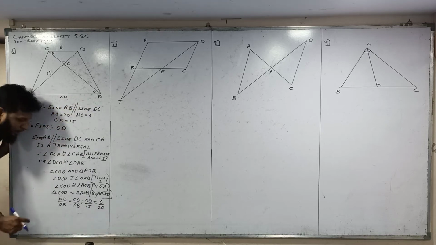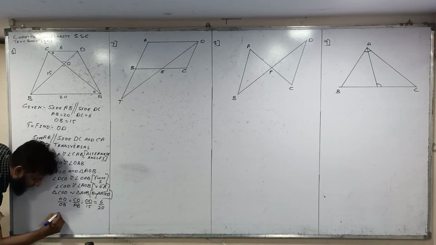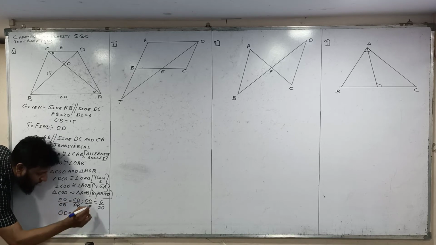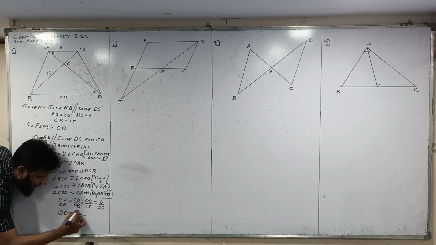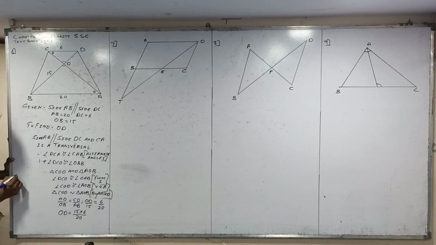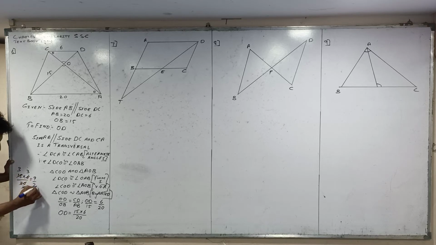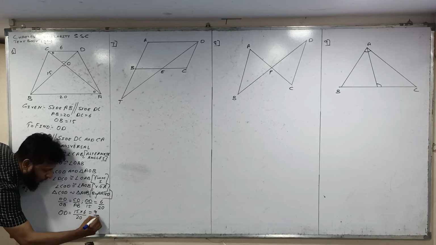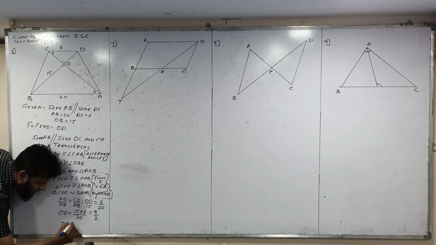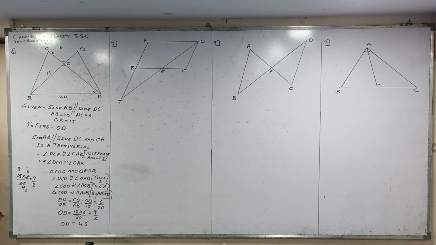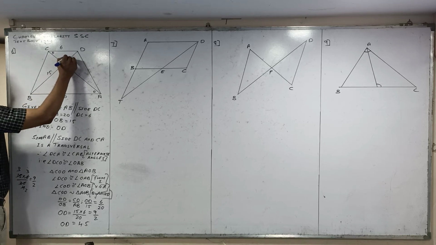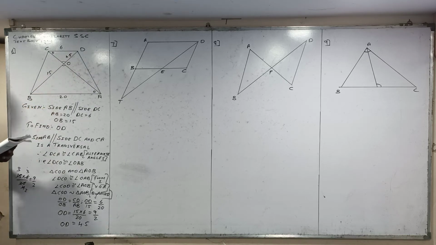Now do the cross multiplication. OD is equal to 15 multiplied by 6 upon 20. Do the working inside: 5 threes are 15, 5 fours are 20; 2 threes are 6, 2 twos are 4; 3 threes are 9, upon 2. So the value is 9 upon 2. After dividing 9 upon 2, you will get 4.5. So the value of OD is 4.5.